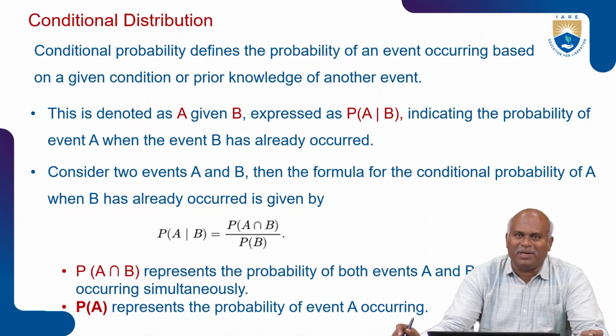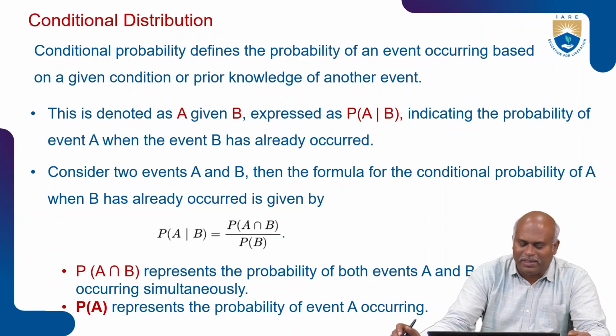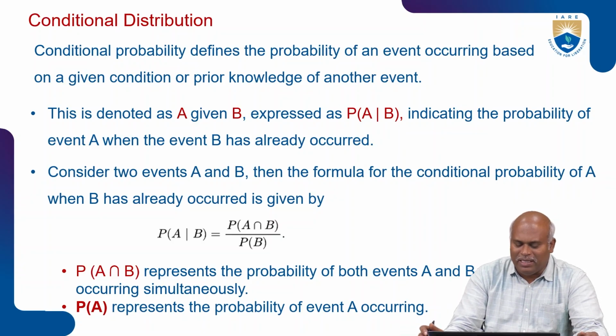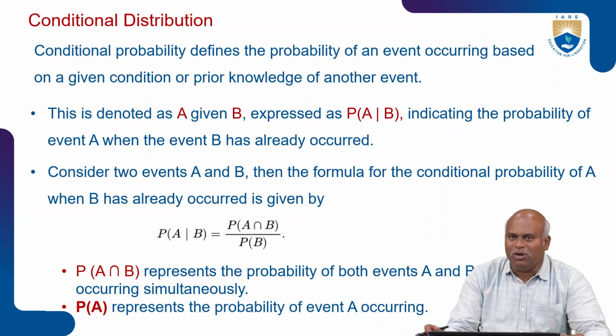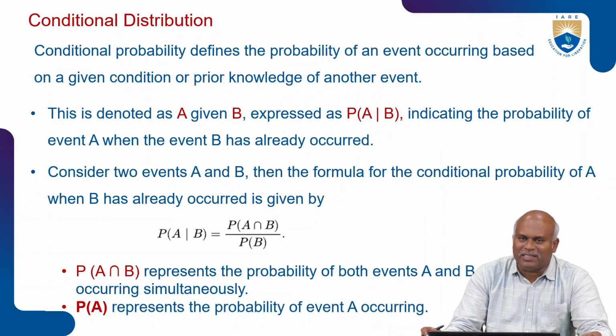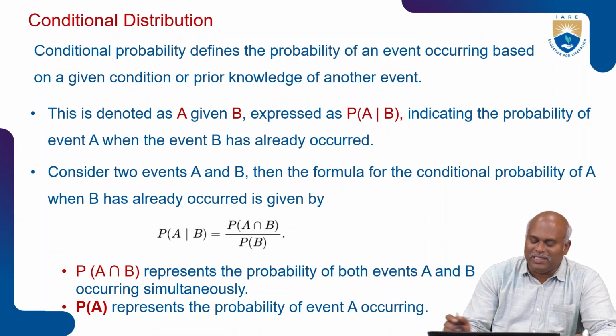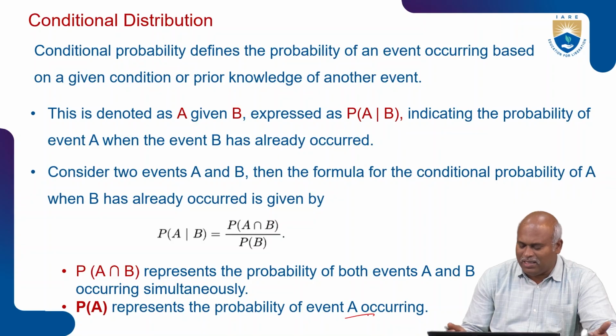We write the mathematical equation as P of A given B is equal to P of A intersection B divided by P of B. P of A intersection B is the probability of both events A and B occurring simultaneously. P of A is the probability of event A occurring.